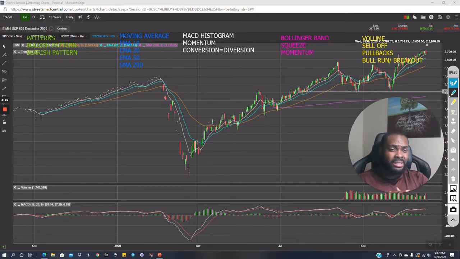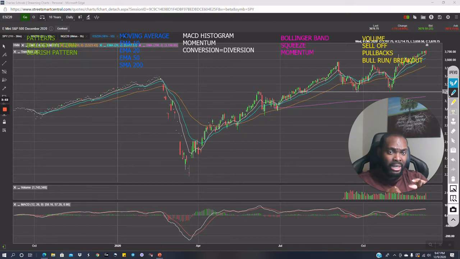My next indicator is going to be Bollinger Bands. What do I use Bollinger Bands for? Well, Bollinger Bands are an indicator that is used to measure momentum. Typically when I'm searching for stocks that I'm looking to see a huge breakout, I'll use my Bollinger Bands to find stocks that have been in a momentum squeeze.